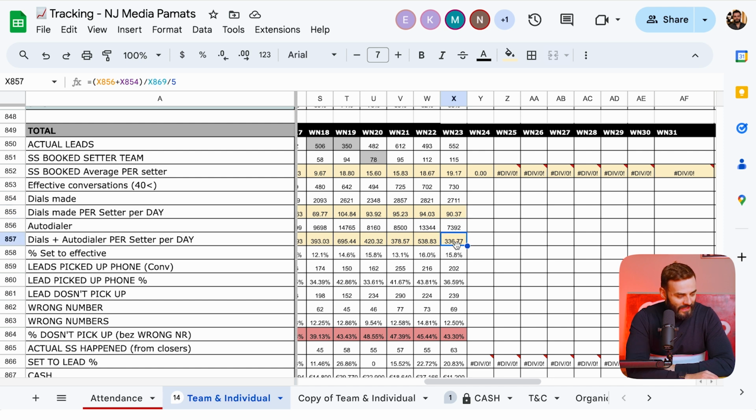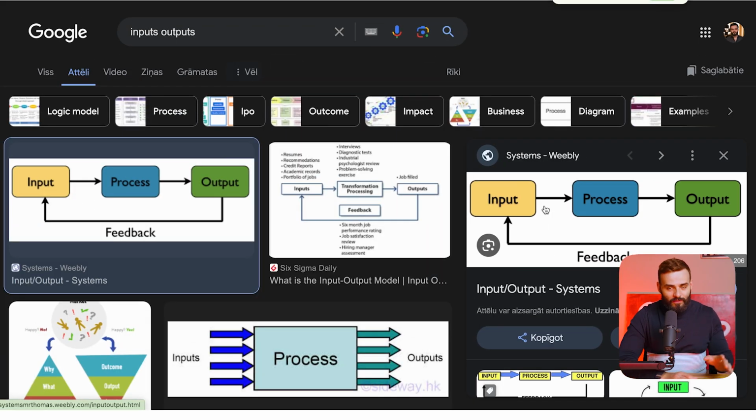But dials made with this auto dialer, which I was talking about, was 336 dials made per setter per day. Yeah, per setter per day. And my goal is to double these numbers within, I guess, a couple of weeks. Because again, if you remember this graphic, I love this kind of graphic. I want more meetings. To get more meetings, what are the inputs? It's dials, leads, attempts, conversations. Those are the inputs. And I want to measure those inputs so I can get more outputs, right?